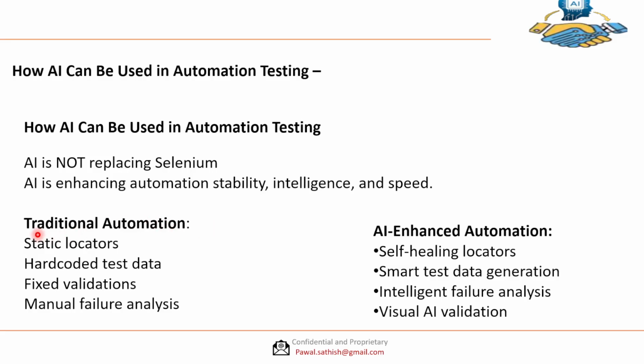Now if you see here, the traditional approach of automation. First we are identifying the locators, then hard coding the test data, then providing the validation, and after that executing the scripts. If any scripts are failing, then we are analyzing the failures, maybe checking the screenshot or the logs, web logs, or background server logs, and all these details.